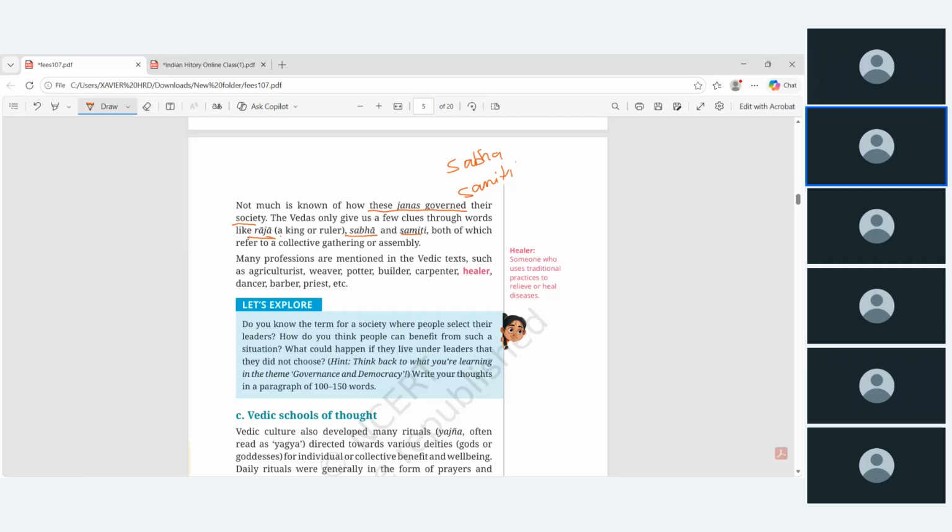They are nothing but councils, or assemblies we can say. Sabha mainly includes the group of elders, the council of elders. In the Samiti, the common people will be there, the representatives of common people.